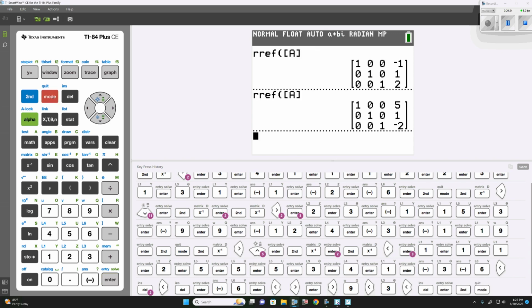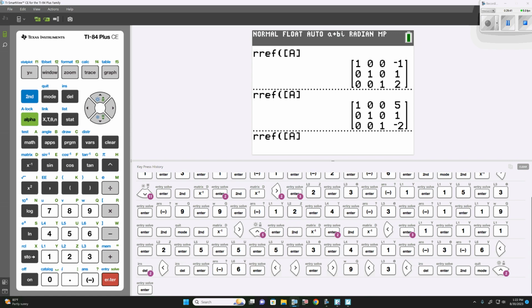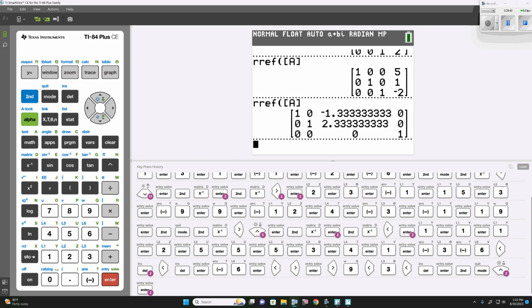Now you can quit once you get it typed in. I will show you this here. We can go second matrix, over to RREF, enter, second matrix A. I can go up and select this and bring it down. Did we change what matrix A was? Well, yes. So if I hit enter again, I'm not going to get the previous matrix, I'm going to get a new matrix.